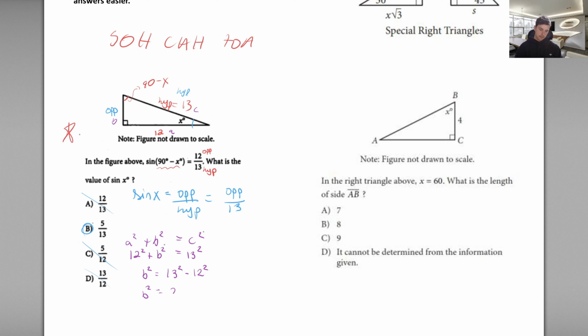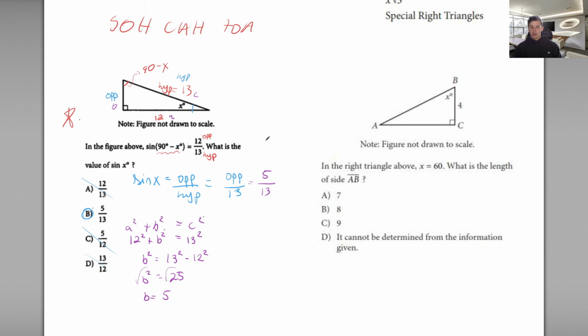That's 25. So B equals the square root of 25, which is 5, taking the square root of both sides. So we can see that the opposite side was going to be 5. And this divided by 13 will be the answer. All right. Let's do number 2.